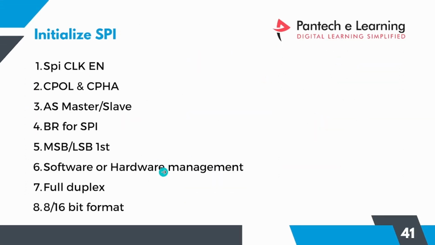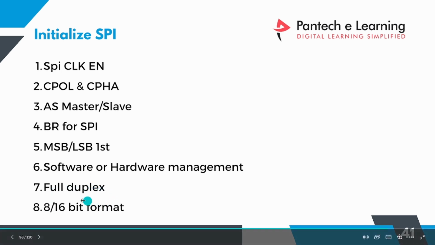If it is hardware management, it will be only one slave select pin, which is given by default. Then we can say it is full duplex or half duplex. Okay, we will configure full duplex. Then we set the bit format. We are transferring in 8-bit format or 16-bit format. We have the option of 8 and 16.